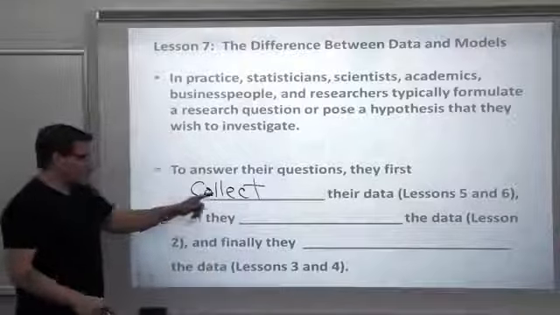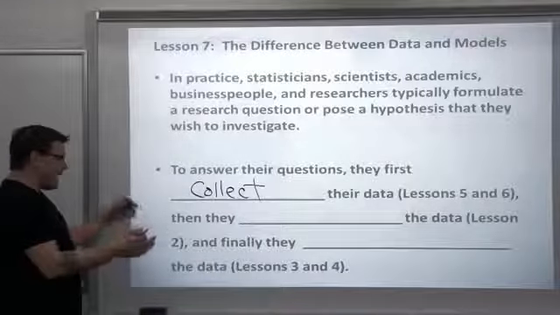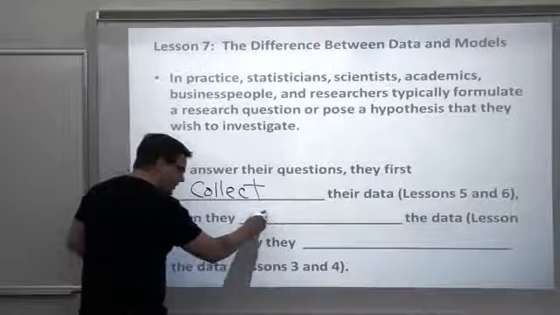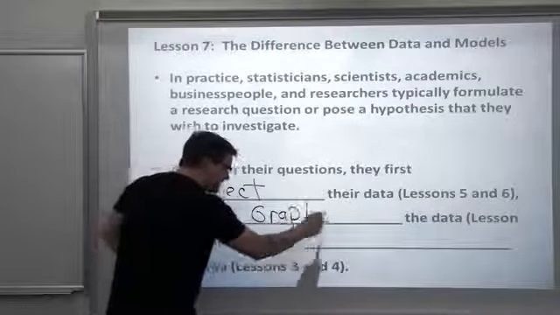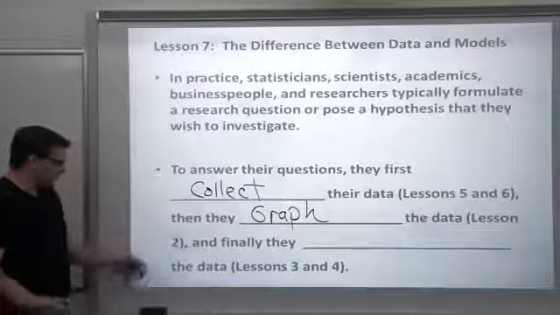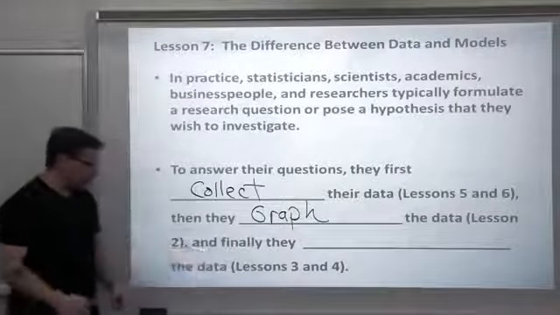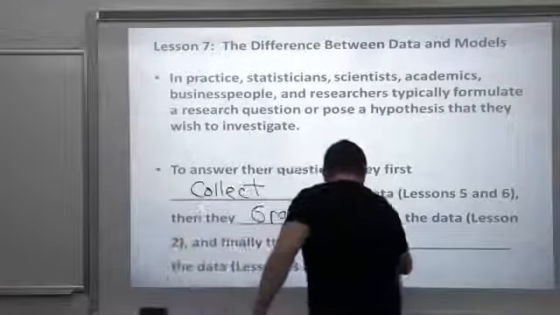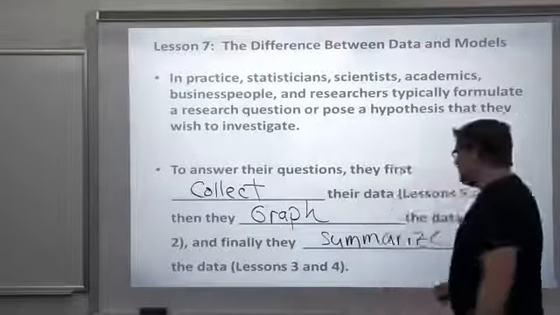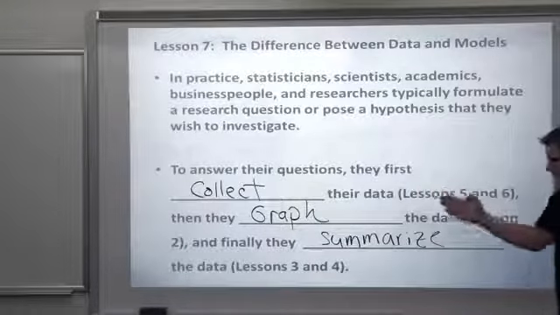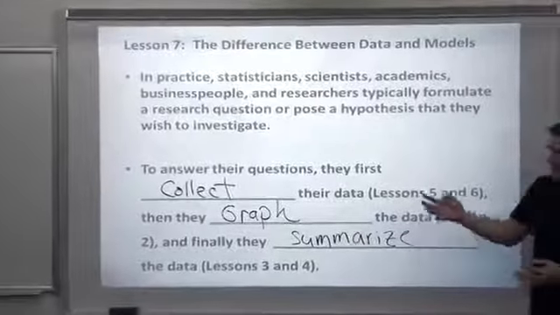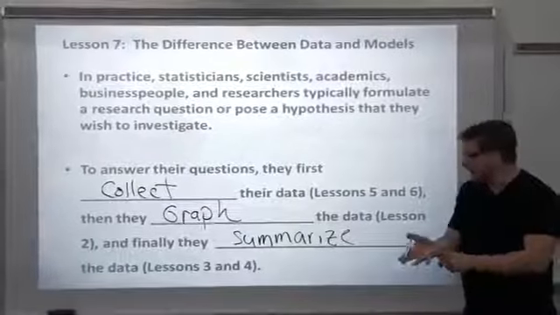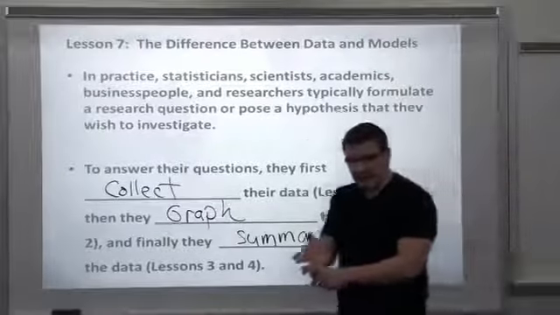We learned different ways to collect data back in lessons 5 and 6. Usually the first step once we have our data collected is to graph it. Way back in lesson 2, we did graphing. And finally, we will analyze or summarize the data. Lessons 3 and 4, we calculated summary statistics. So we'll put summarize here. This is what we've done. Collect your data, graph it, summarize it. Now we're taking that next step. We'll start to look at creating a model for your data and going into confidence intervals and hypothesis testing.